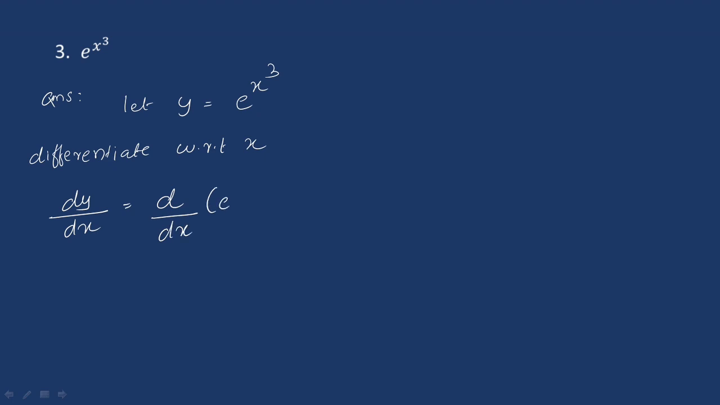Third question, e raised to x cube. Now we will be considering y is equal to e raised to x cube. Now differentiating both the right side and left side with respect to x. So we have dy by dx is equal to d by dx of e raised to x cube. Now d by dx of e raised to x is e raised to x itself. Then instead of x, we have x cube here. So d by dx of x cube is 3x square.